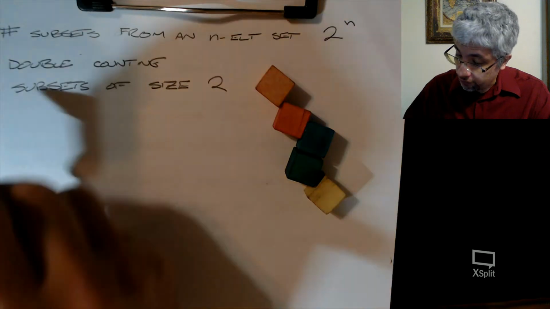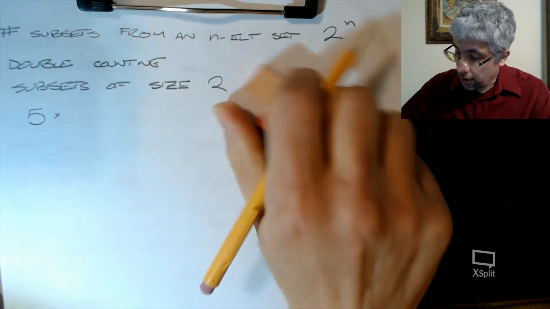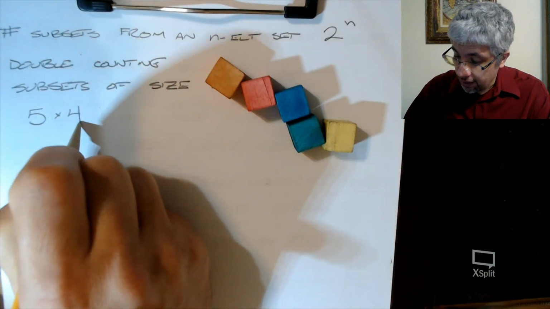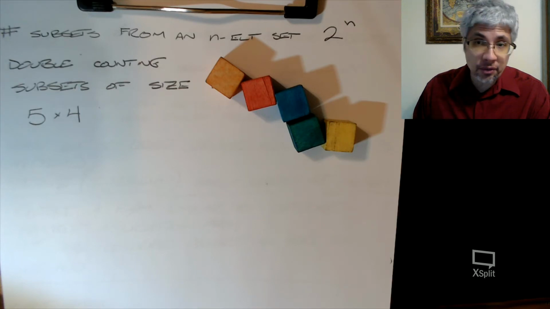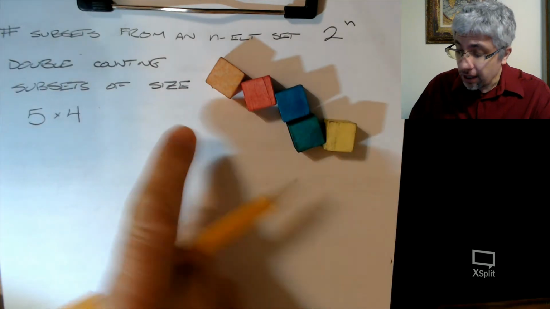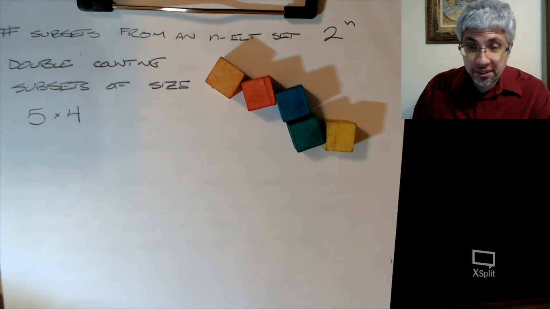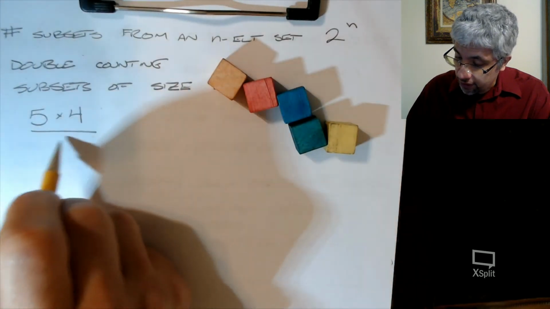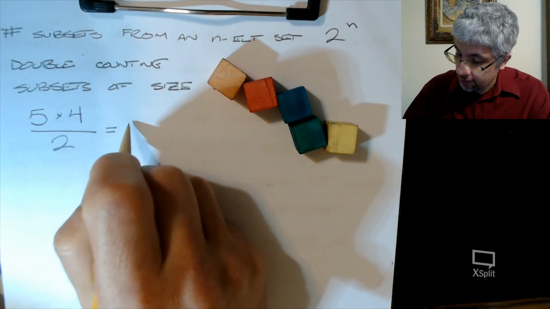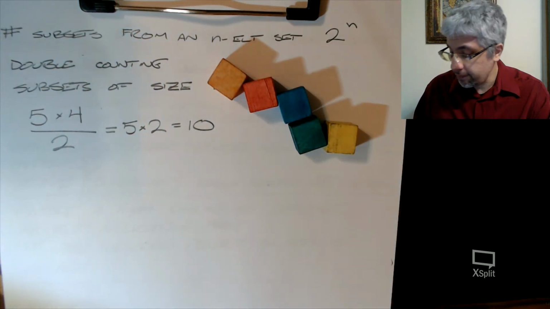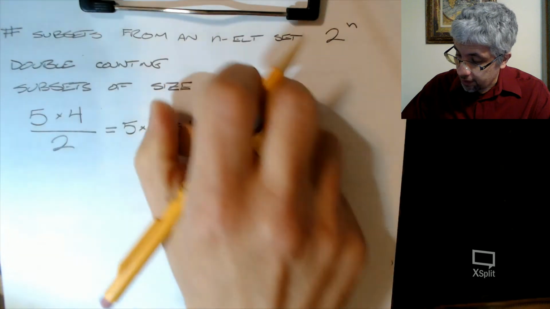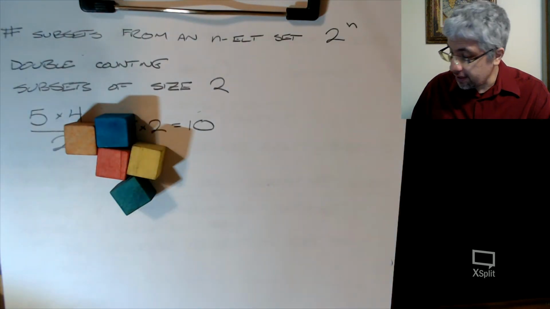Well, I know that if I take a first block and a second block, I have 5 ways to choose my first block, 4 ways to choose my second block, but I know that if I use that to count the number of subsets of these blocks, I'll have counted every subset twice, once for each possible order. So if I divide by 2, I'm going to get 5 times 2, which is 10.